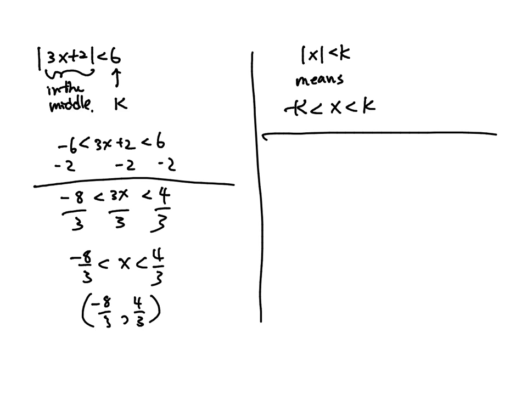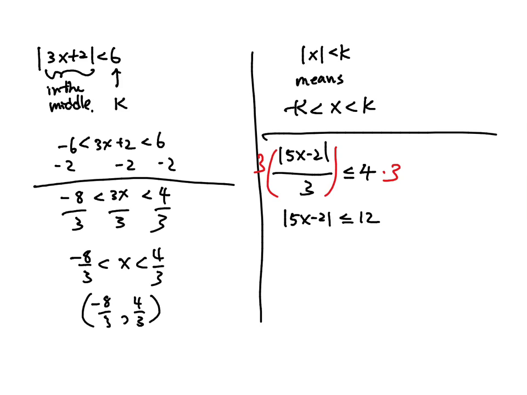Part B. Absolute value of 5x minus 2 over 3 is less than or equal to 4. Okay. Same idea. Isolate the absolute value. So I'm going to multiply by 3 on both sides. And if I do that, I have absolute value of 5x minus 2 is less than or equal to 12. Okay. Same setup as previous. 5x minus 2 is less than or equal to 12. And 5x minus 2 is greater than or equal to negative 12.